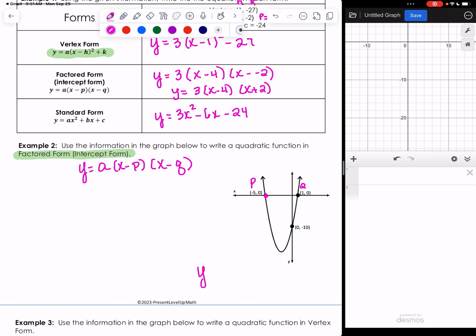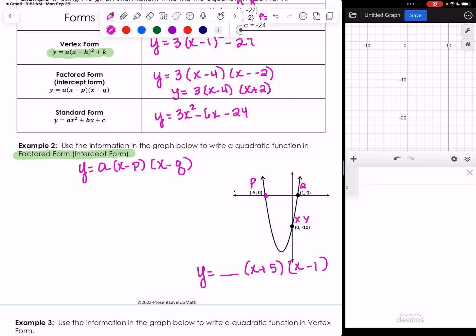So I know my equation is going to look something like this. I don't know what a is, so I'll just put a blank there. And then I know that my zeros are x plus 5 and x minus 1. All I need to do is figure out what is that value of a. Now, to figure out the value of a, we're going to use the given information. So we have an additional point here, (0, negative 10). I'm going to put an x above the 0 and a y above the negative 10.